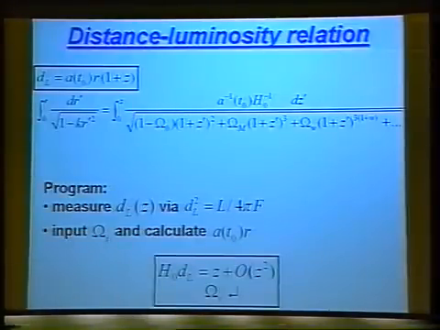The program is to measure the luminosity distance by measuring the flux as a function of redshift of objects for which you know the intrinsic luminosity. Then we can input various values for omega sub i, calculate a of t0 times R, and find the distance-redshift relationship. Now, all of the expressions for small z just recover Hubble's law. But the order z squared corrections depend upon the various contributions to omega sub i.